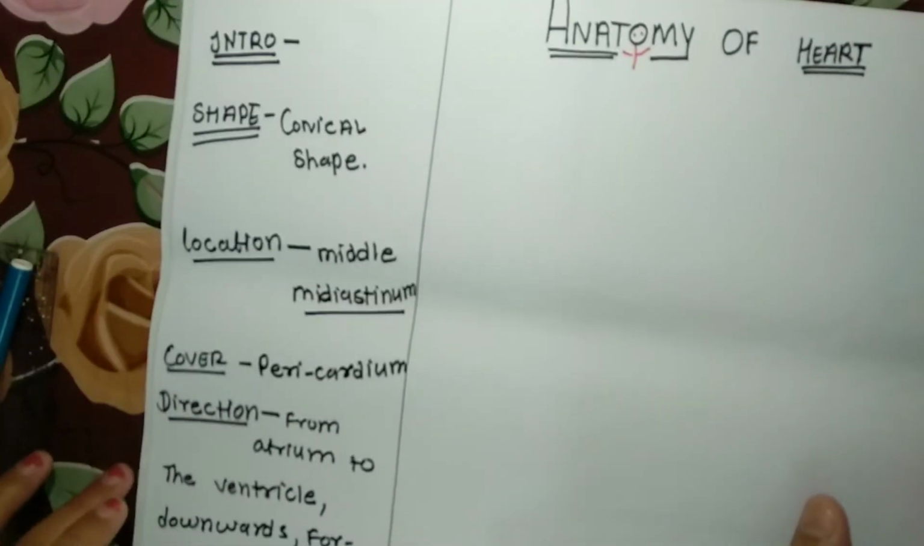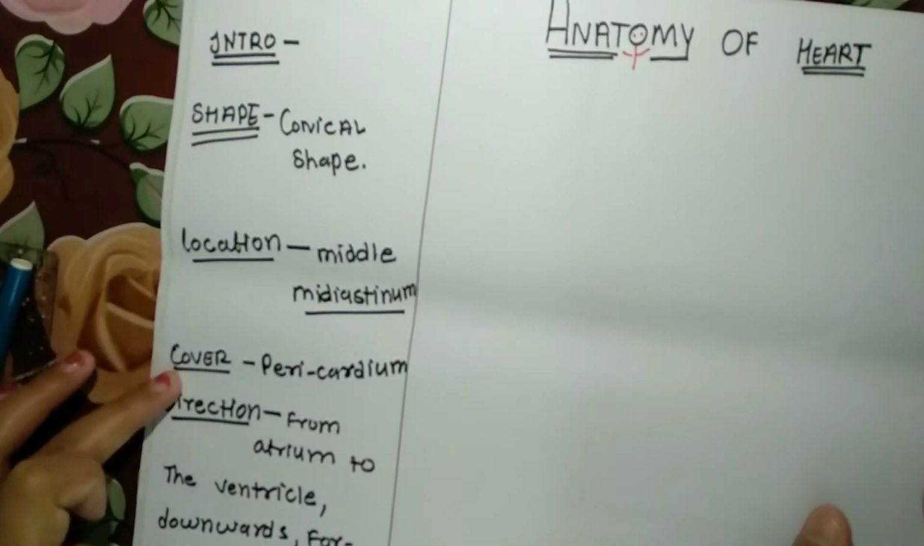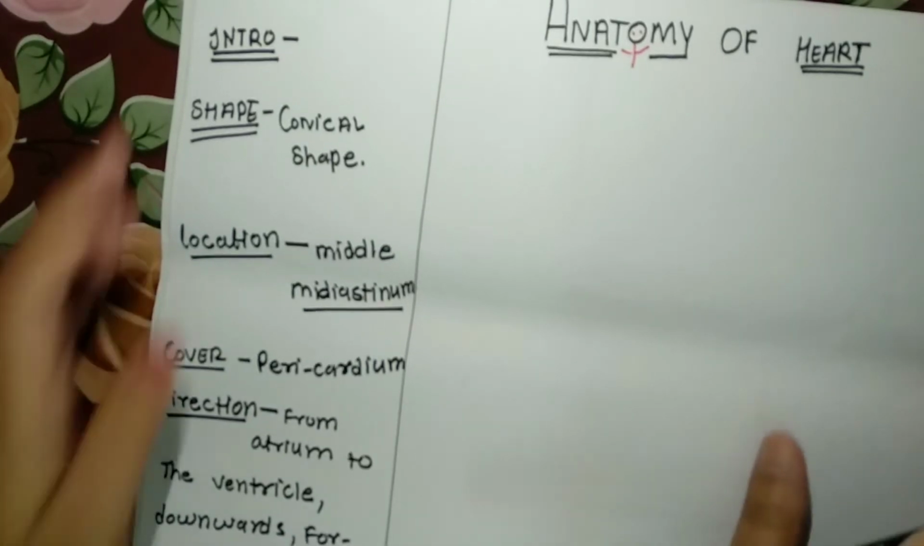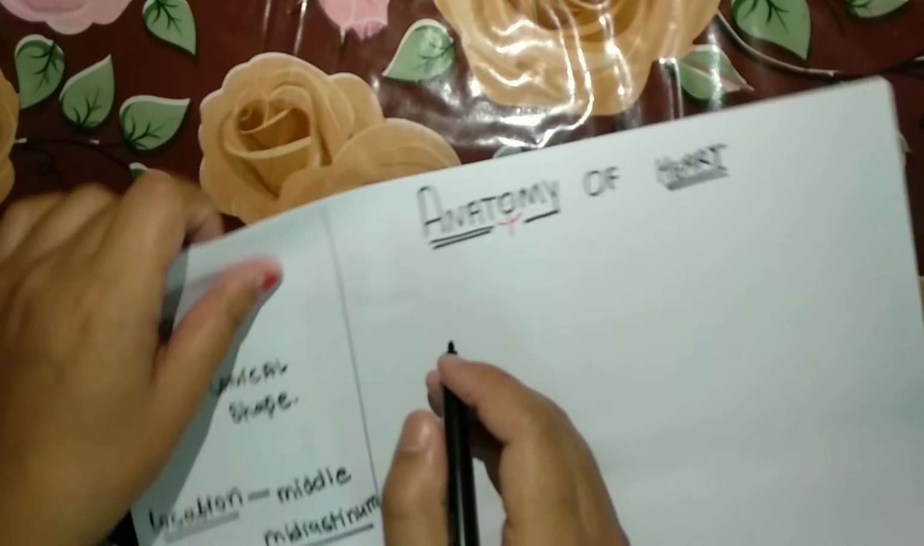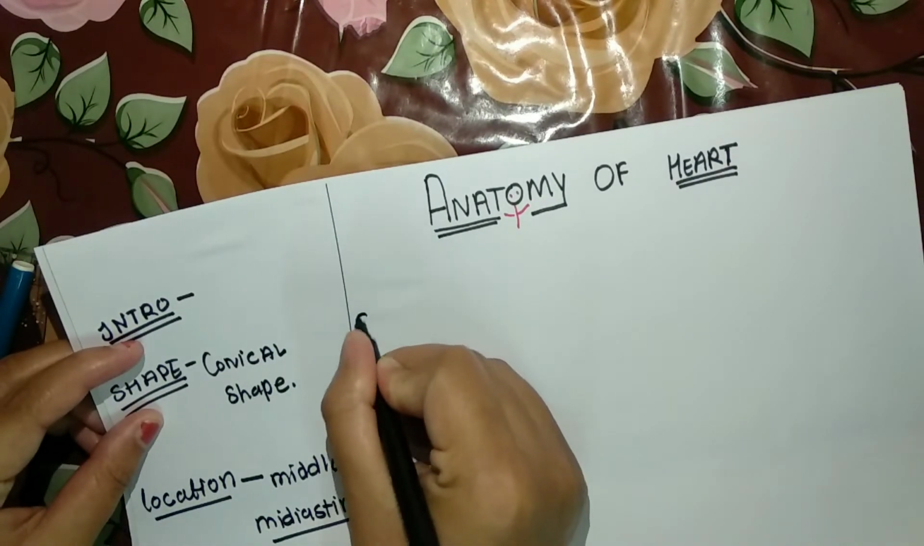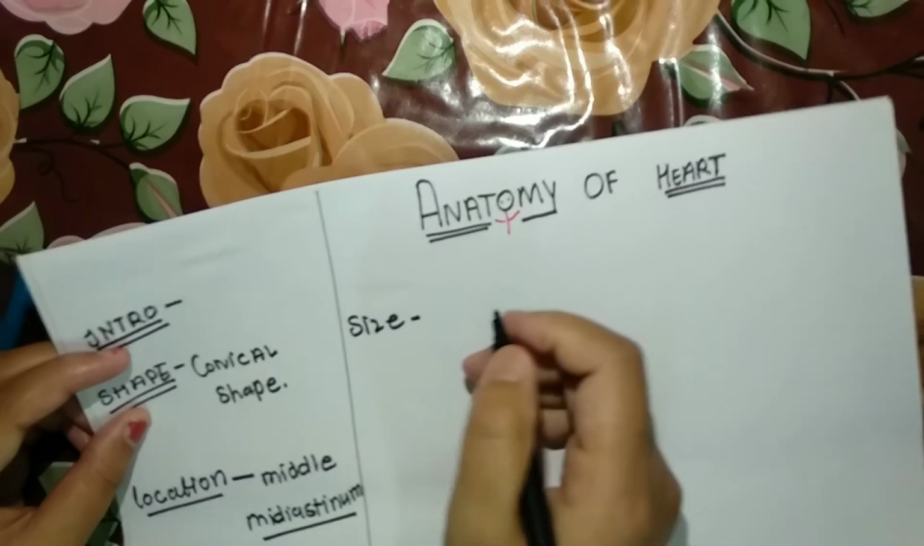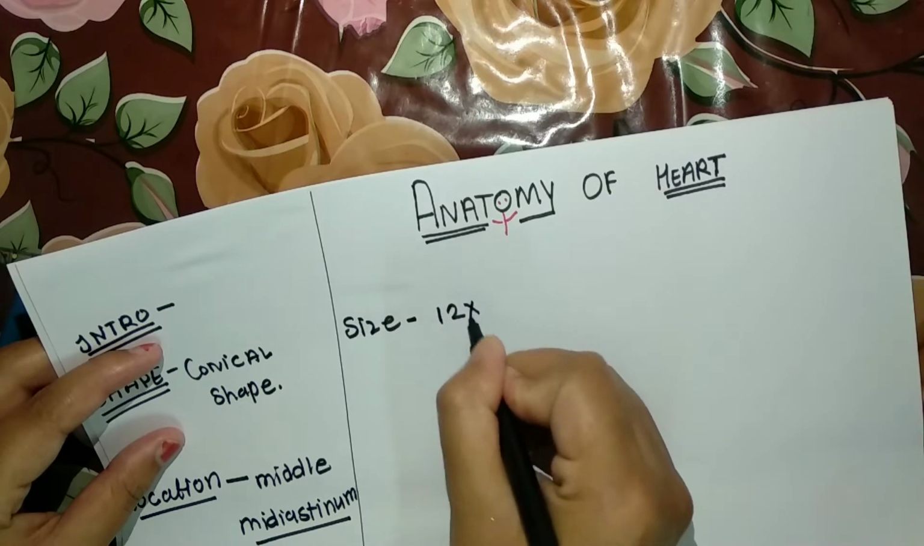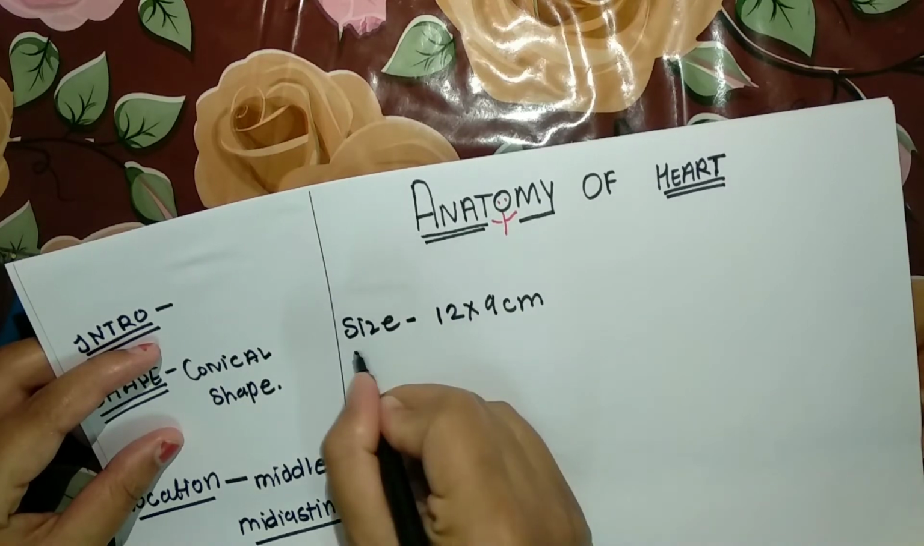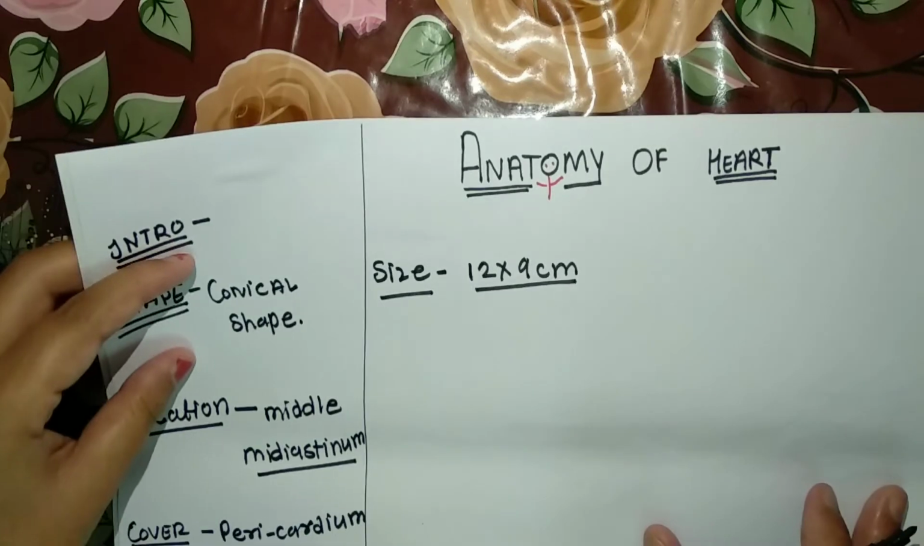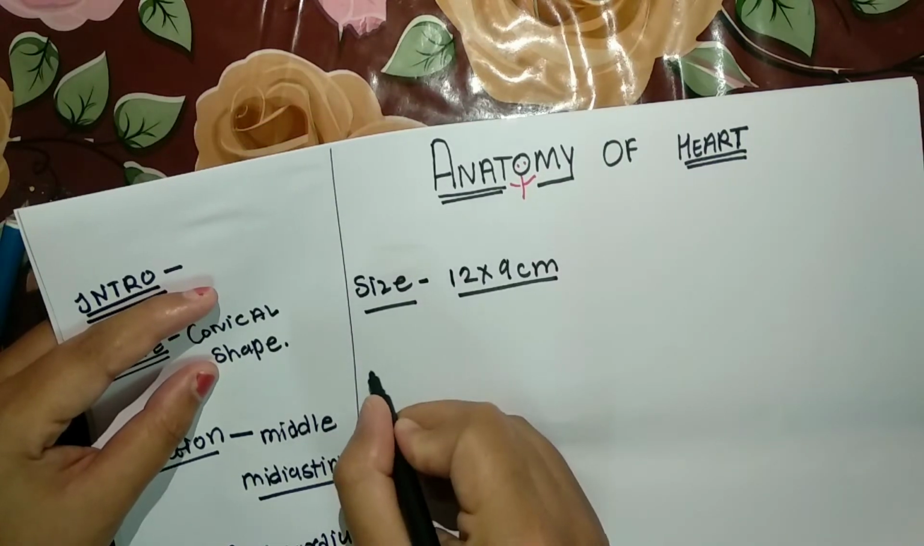In the introduction of the heart, we learn about shape, location, cover, direction, and we'll see about size, how much it is. Its size is about 12 into 9 centimeters. Now we'll see about weight.